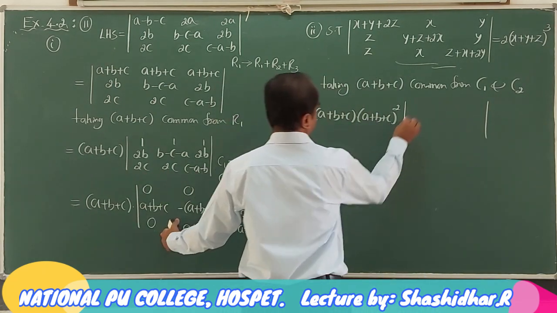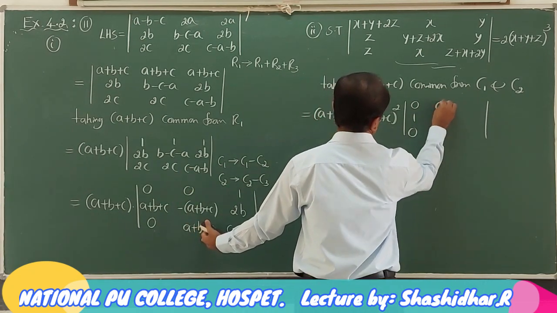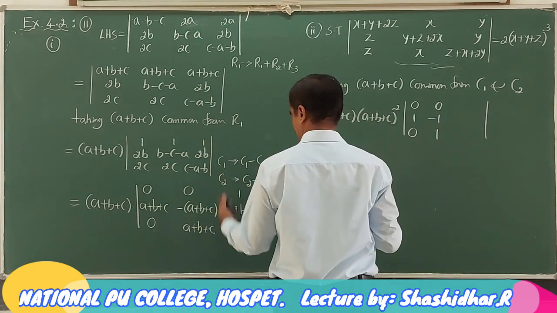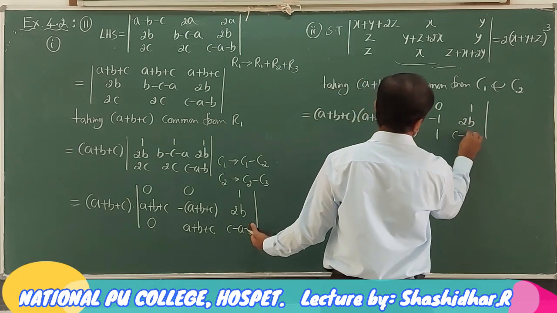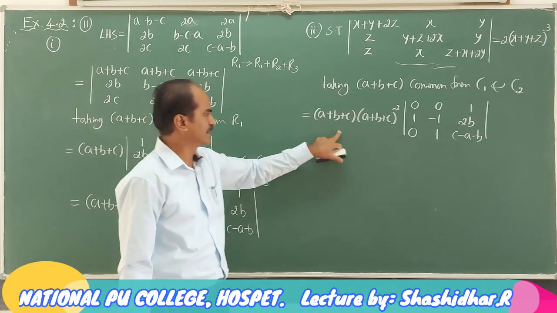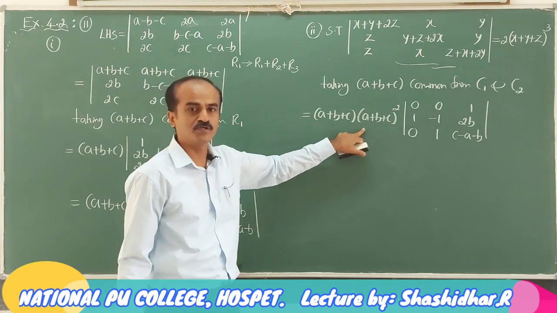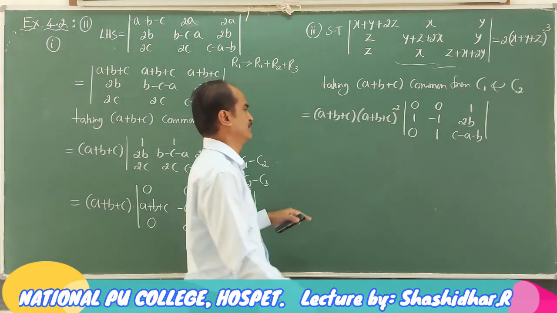First column 0 1 0. Second column 0 minus 1 1. Third column 1 2b c minus a minus b. So we are already ready with a plus b plus c whole cube. It is understood the value of determinant will be equal to 1. Let us see that now.